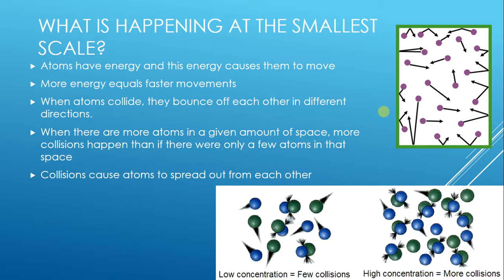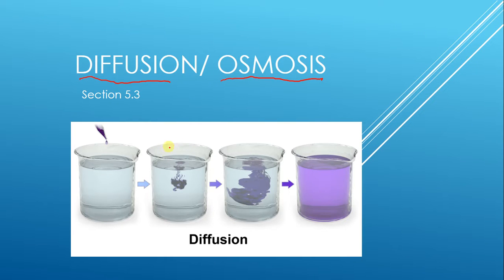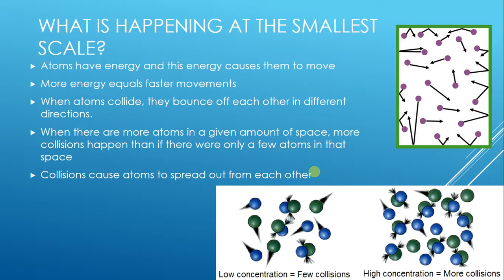So this macroscopic picture of diffusion, the spreading out of food coloring in water or perfume in a room, where the smell spreads out. Really, to understand it, we have to look at the small scale. So what's happening at the smallest scale? Well, in the beaker of water, if we pretend that each of these purple dots is an atom or a molecule of food coloring, they're moving around in random motion. You can see that the arrows of where they're moving are random.